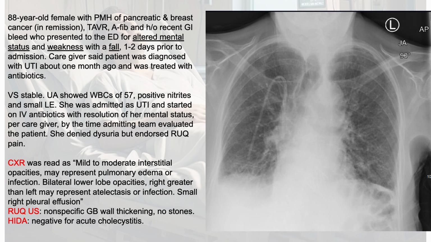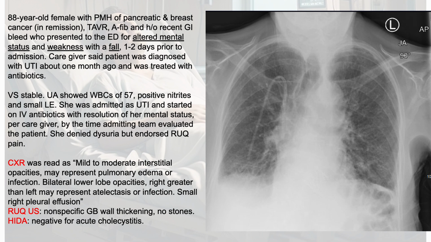The caregiver said that the patient was diagnosed with urinary tract infection about 1 month ago. She was treated with antibiotics. Vital signs in the emergency department were stable. Urine analysis showed leukocyturia, increased white blood cells in the urine, with positive nitrites and small leukocyte esterase. She was admitted as a UTI and started on IV antibiotics with resolution of her mental status, at least per the caregiver, by the time that the admitting team was evaluating the patient in the emergency department. So it was very brief and very acute. She denied dysuria, but endorsed right upper quadrant pain. That's per the evaluation in the emergency department again.